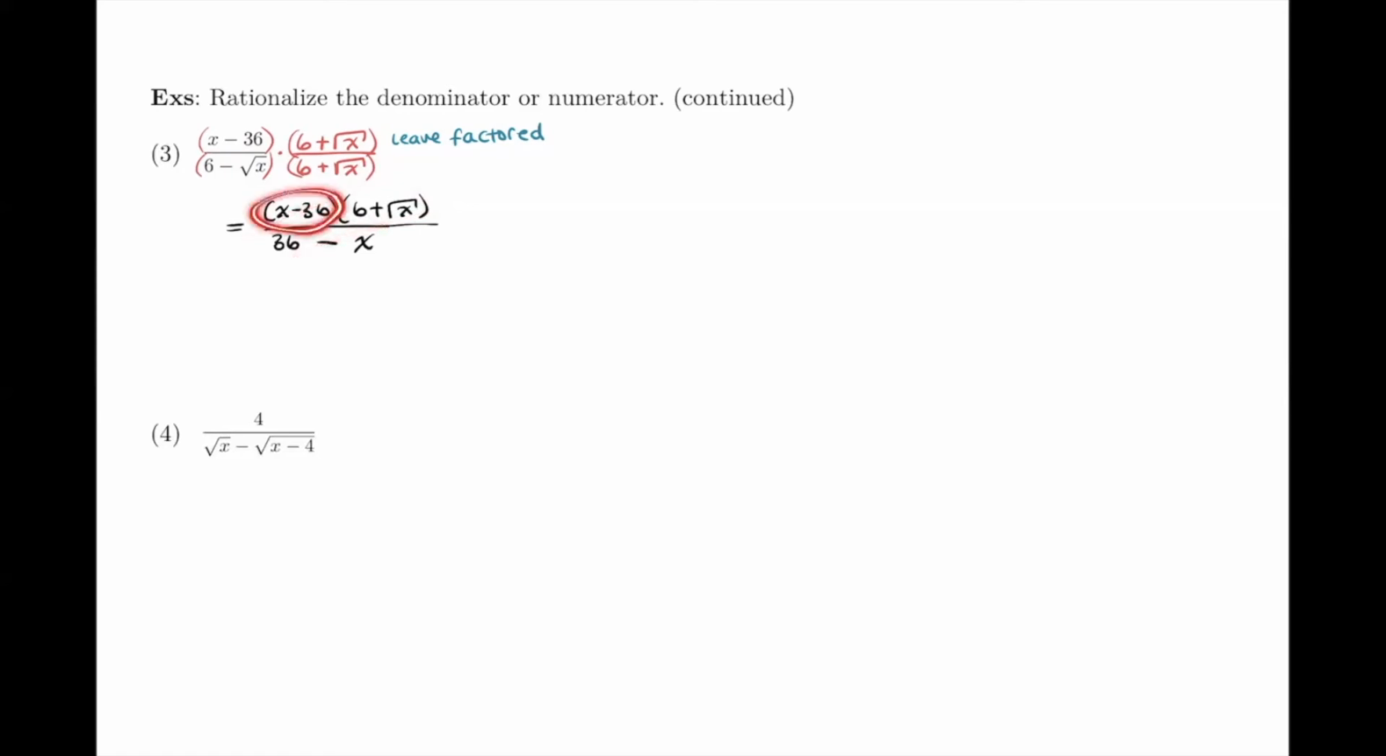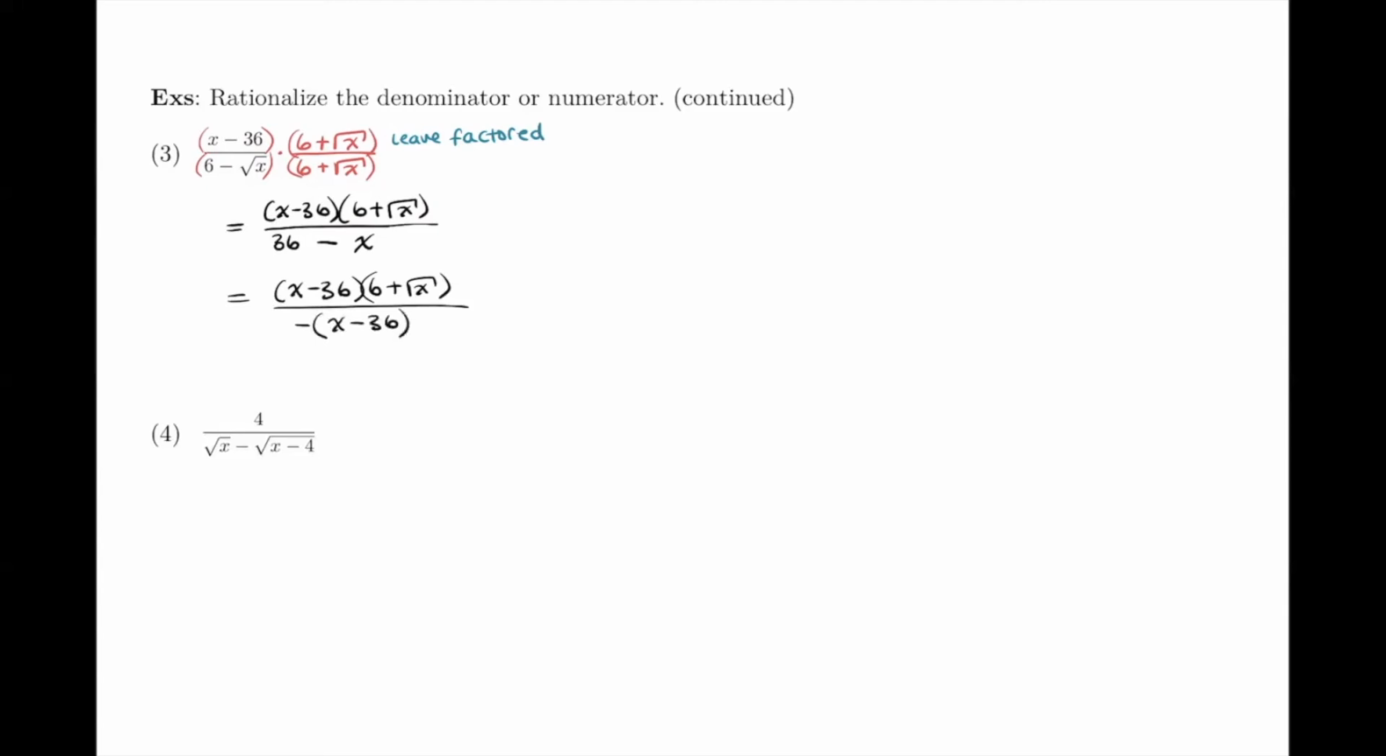It looks like x minus 36 and 36 minus x. Those are really similar, except we've subtracted them in the opposite order. If only they were flipped around. We actually can just kind of flip something around if we factor out a negative sign. So we can rewrite the denominator as negative parentheses x minus 36.